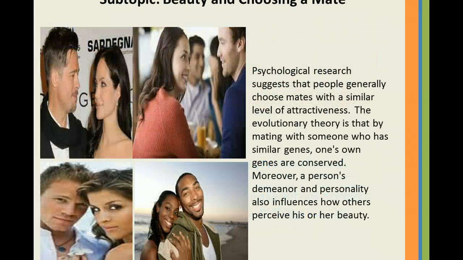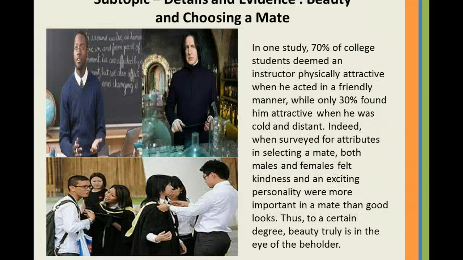Psychological research suggests that people generally choose mates with a similar level of attractiveness. The evolutionary theory is that by mating with someone who has similar genes, one's own genes are conserved. Moreover, a person's demeanor and personality also influences how others perceive his or her beauty.